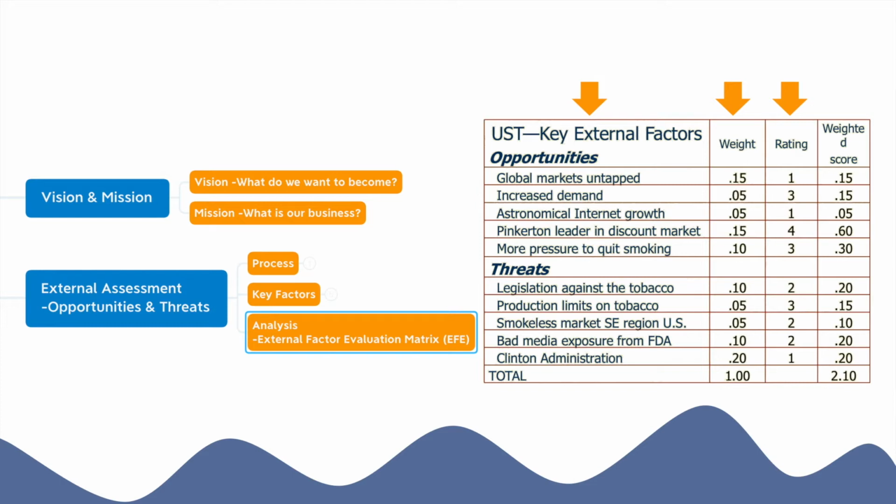Then assign 1 to 4 rating to each. The better performance, the higher. Finally, multiply each factor's weight by its rating and add them all. The average is 2.5, and the higher total score means the company's current strategy responds to the external factors better.